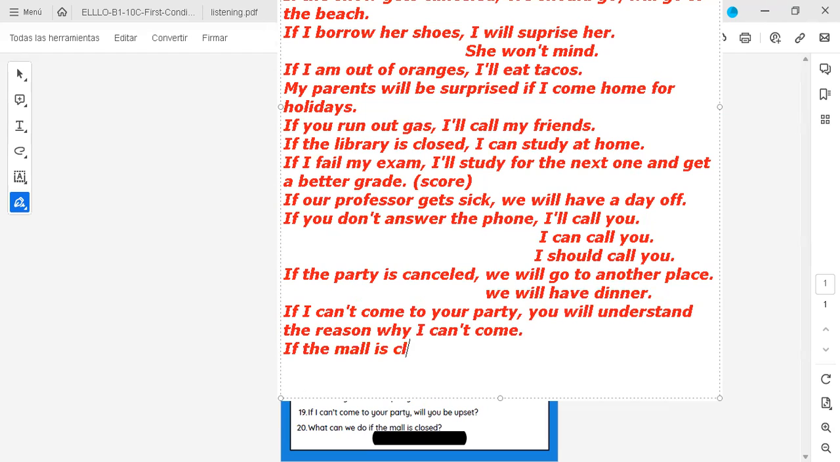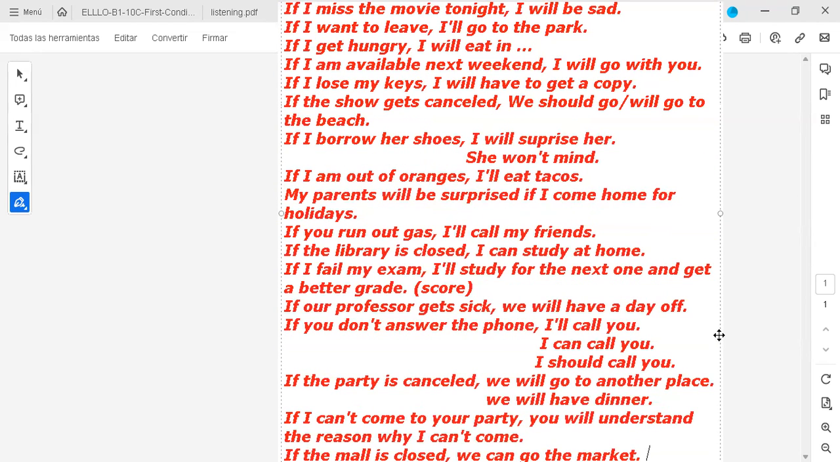If the mall is closed, we can go to a big store or something. We can go to another mall. The market. Okay, we can go to the market. Okay, yeah, could be the market. How was the practice? Good? Difficult? Yeah, okay. So let me take a screenshot. I'm gonna send it to you so you can have some examples. Okay, nice.